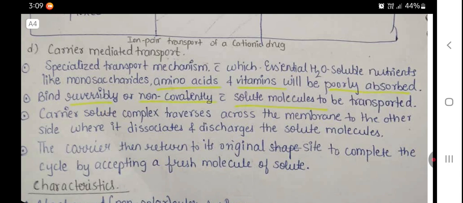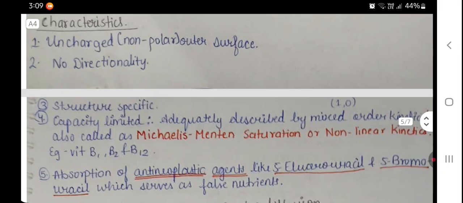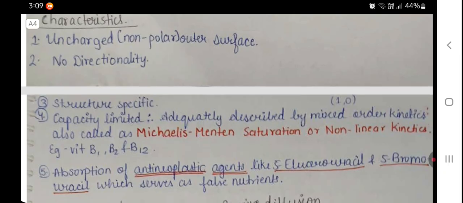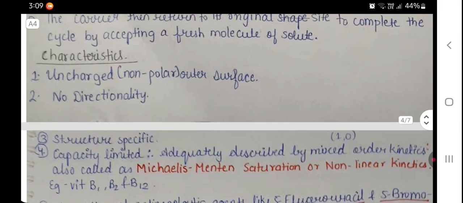Here the carrier solute complex traverses across the membrane to the other side where it dissociates and discharges the solute molecules. The carrier then returns to its original site to complete the cycle by accepting a fresh molecule of solute. Characteristics: a carrier protein always has an uncharged outer surface. Uncharged means non-polar, due to which it easily dissolves within the lipid membrane.